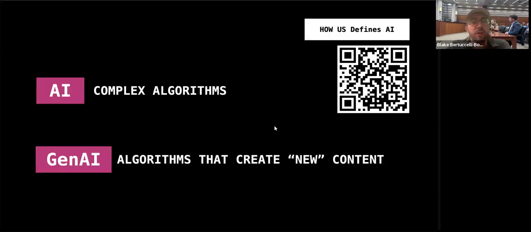So to get started, I just wanted to quickly define the difference between AI and Gen AI. There are now legal definitions that distinguish these two things. And a lot of times when people talk about AI, they're really meaning Gen AI. And then when companies talk about AI, they're really meaning something like a complex algorithm. So to not get it confused, it can really be a complex algorithm.